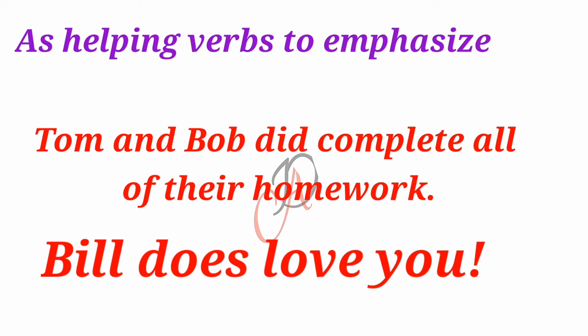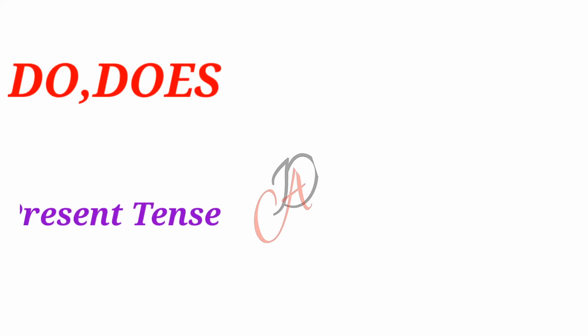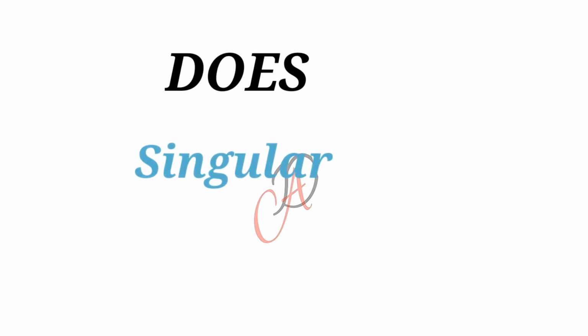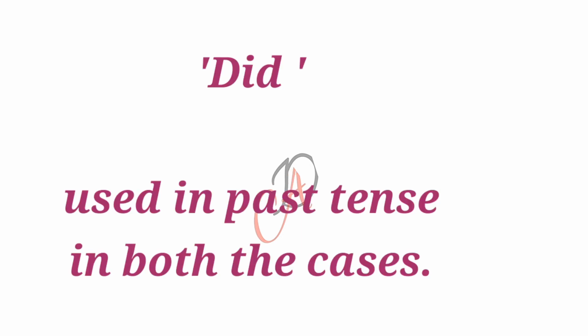Okay, let's move on to the usage of do forms in various tenses and persons. The do forms are do, does, did. And guys, remember do and does are always used in present tense and did is always used in past tense. Does is used in singular with he, she, it, whereas do is used in plural with I, we, you, they. And obviously, did is used with both singular and plural form in the past tense.